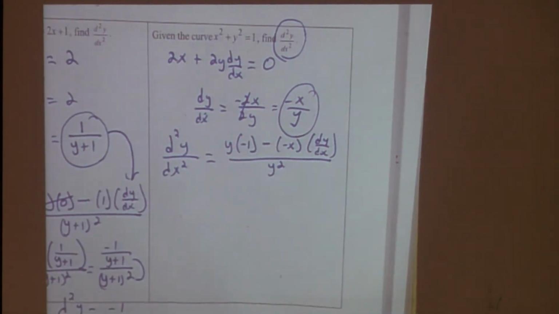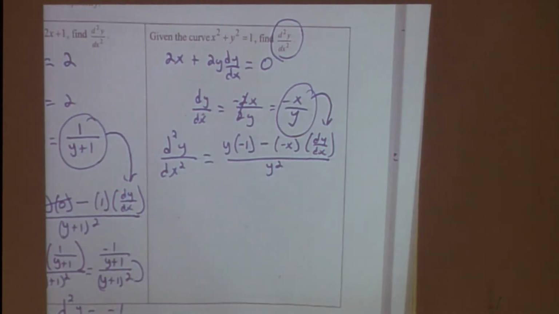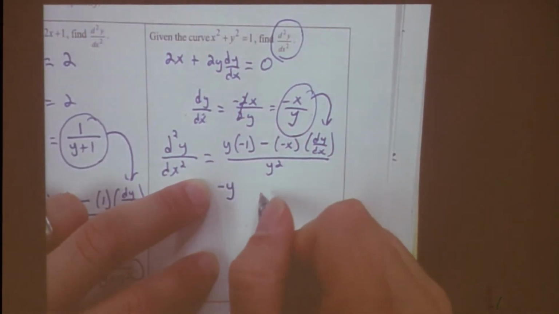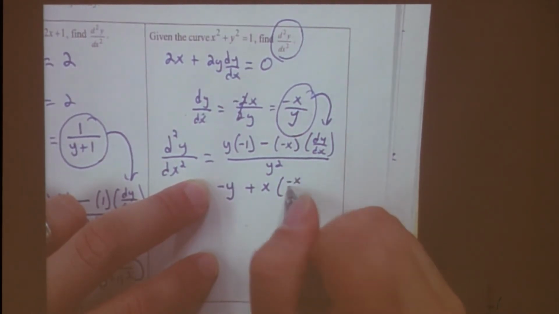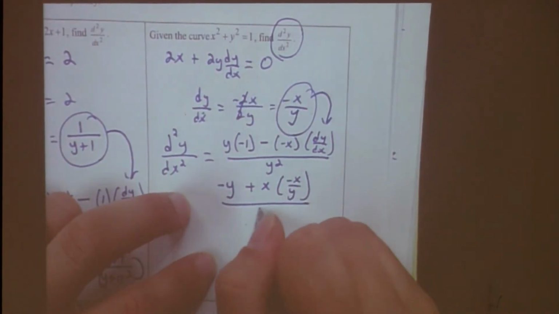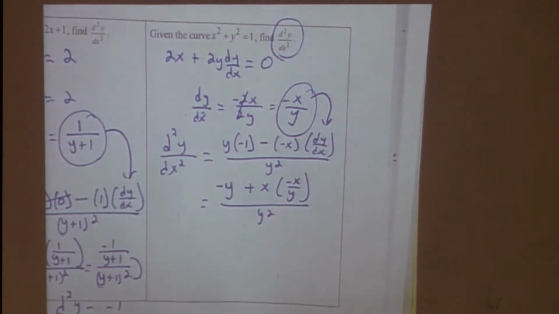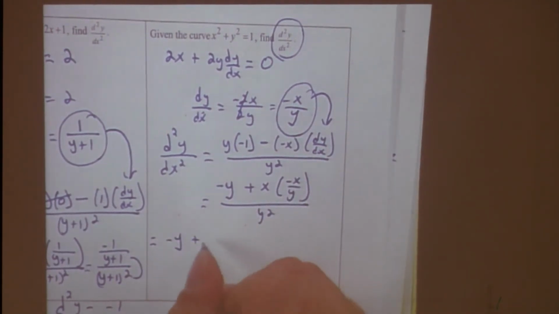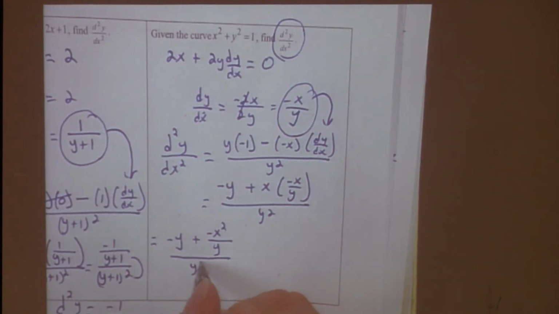So now we know that dy/dx over here is the same thing as the first derivative, so let's plug that in. So we're gonna get negative y plus x times negative x over y, all over y squared. Okay, and what does that end up becoming here? Negative y plus negative x squared over negative x over y, all of it over y squared.